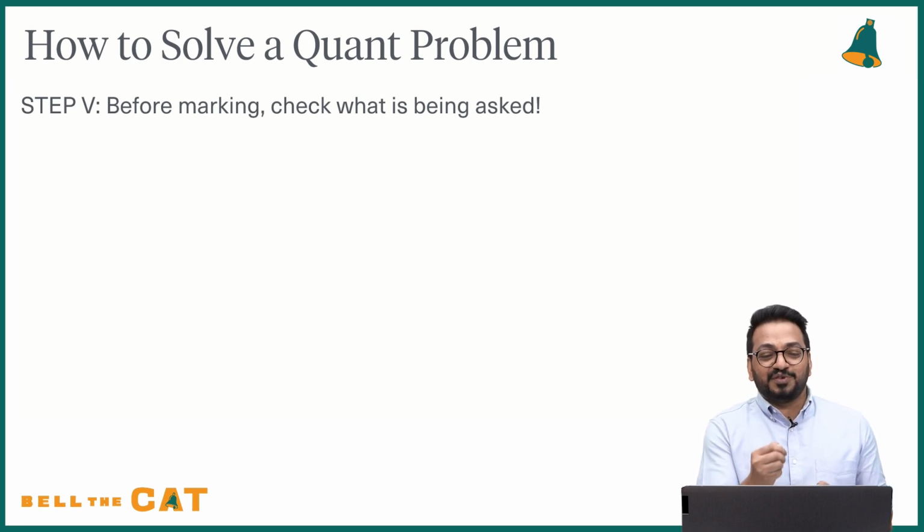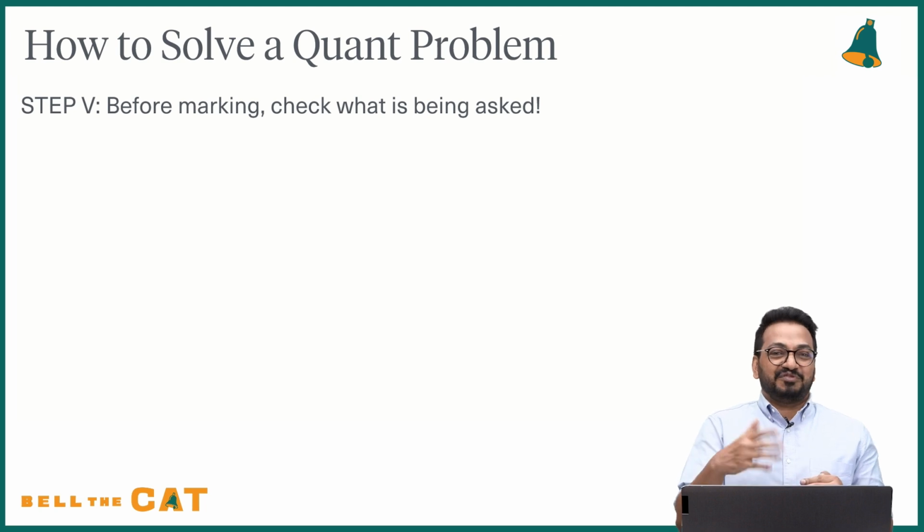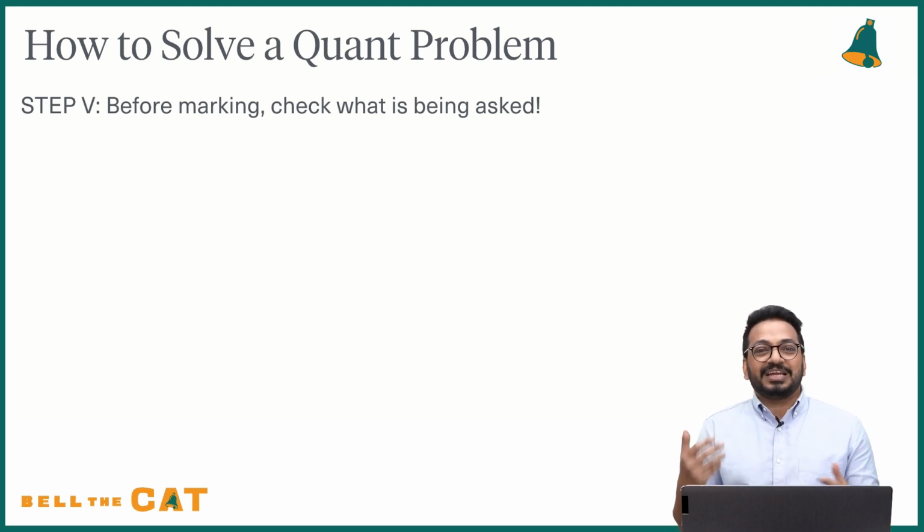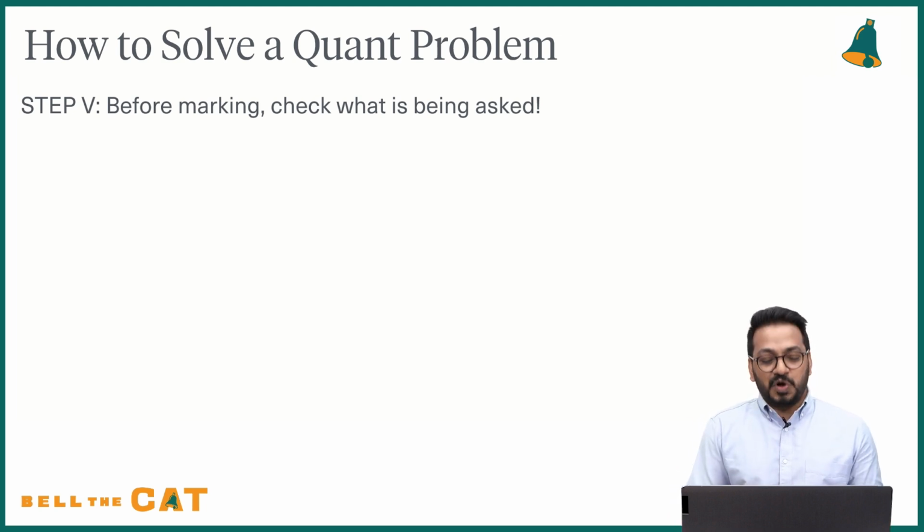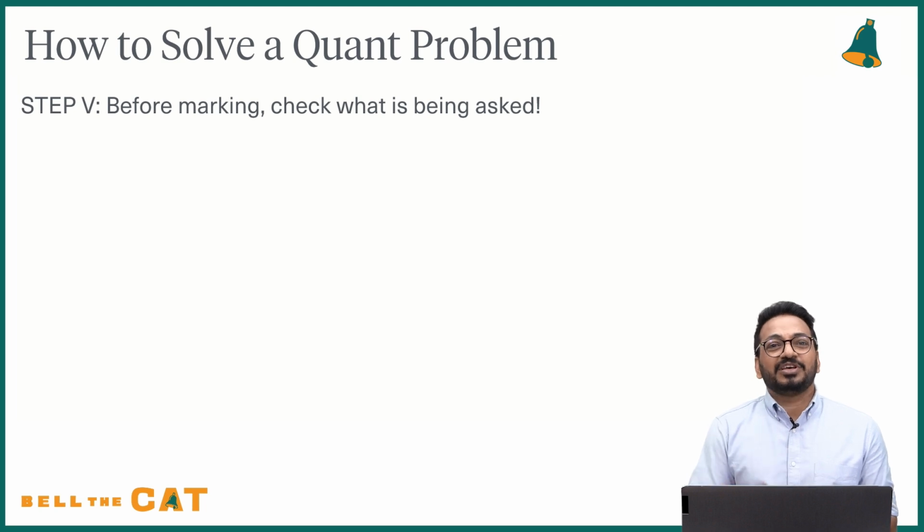So after this latest CAT, after the result came, he called me. We were discussing this before: before marking, check what is being asked, as step 5, for all students. After they released the answer key, he called me and said, sir, I'm calling you because I know you'll understand, I can't tell this to anyone. Exactly this happened in the exam. He got only 2 questions incorrect out of the entire set of questions.